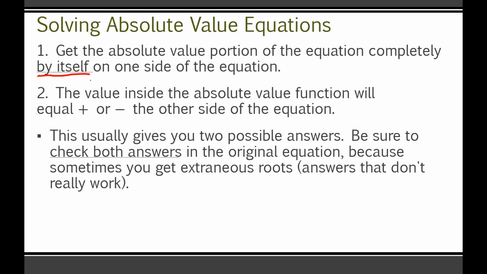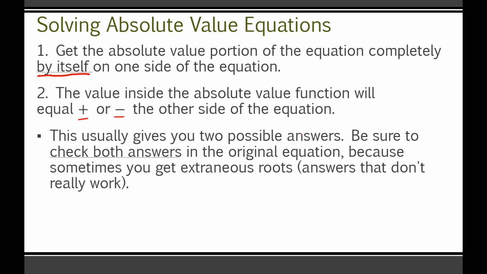That's kind of what I was saying on the last one there. As long as you get that absolute value piece by itself, you're going to be pretty much good to go. Step 2, the value inside the absolute value function will equal positive or negative the other side of the equation, right? You have to consider both. You actually have to solve for both the positive and the negative.